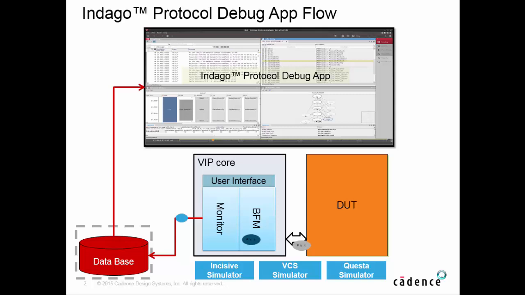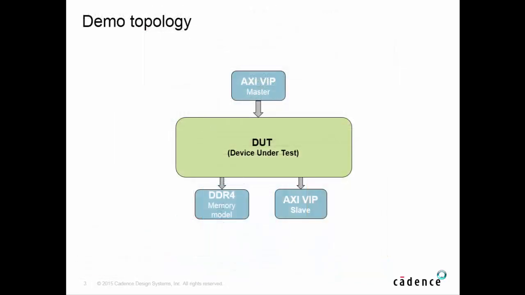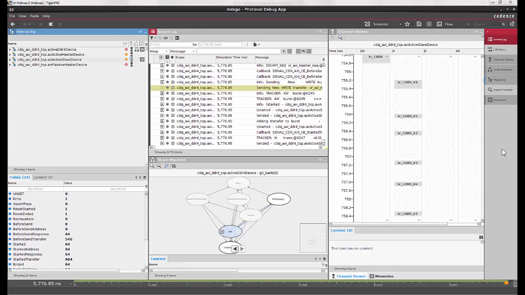problem. The demo today covers a simple and common AXI to DDR4 bridge, as illustrated in this diagram. Now, let's go directly to the demo and review the different app modules. The protocol debug app has several main modules: the smart log, the live story, channel viewer, state machine viewer, the hierarchy pane, and the memories.